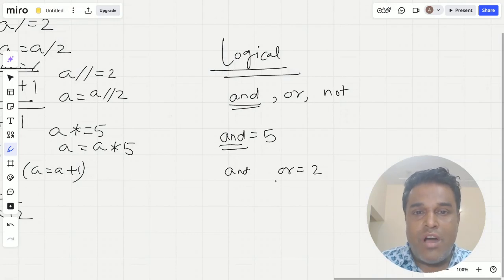Regarding the rules of the variables, we will discuss that later on, but I cannot have a keyword as my variable name.